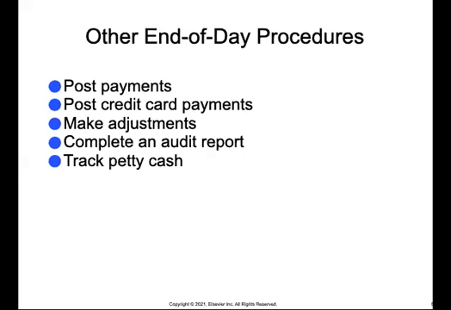Some other end of the day procedures include posting payments, like we talked about, and these can also be credit card payments, and making adjustments. Adjustments are made to an account for a variety of reasons. This can be disallowed insurance charges, professional courtesies, senior discounts, credit card and payment plan fees, and uncollectible fees. Those are all examples of adjustments.